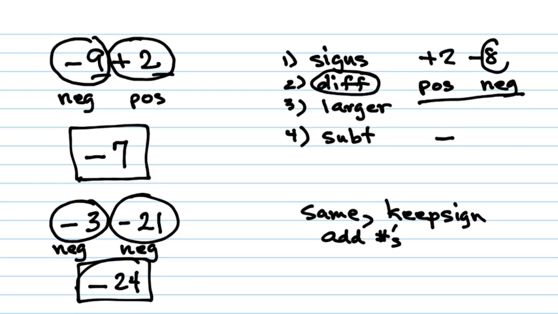And then I just take the numbers and subtract them. What's 8 minus 2 make? 6. So my completed answer is negative 6. Plus 5 minus 3. Okay.